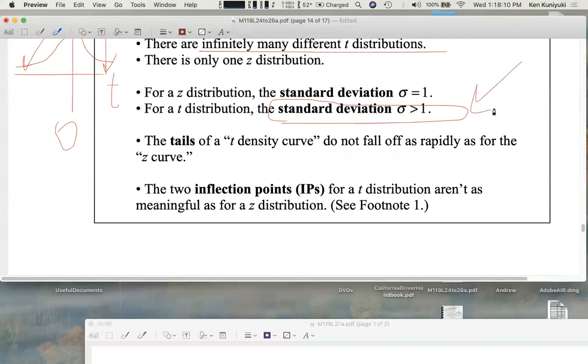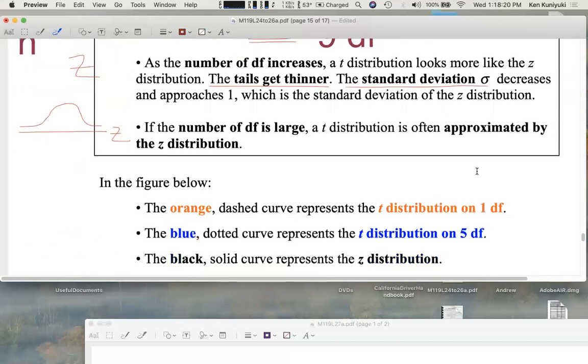For a t distribution, the standard deviation is greater than 1, but as the number of df approaches infinity, as it gets larger and larger, then it approaches 1. The standard dev approaches 1. So the standard deviation decreases. In a way, we're saying that uncertainty decreases, and the standard deviation approaches 1, which is the standard dev for the z distribution. Again, if the number of df is large, like in the hundreds, we often approximate a t distribution with a z, because there's not much of a difference anyway.